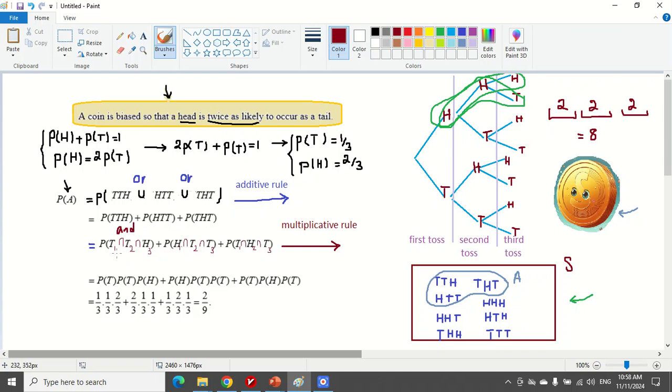For the remaining cases we have the same thing. And right now, when we have the intersection of some events, we should apply the multiplicative rule. Since these events are independent, we can write the probability of the intersection as a multiplication of them. At the end of the day, by calculating the value, we reach the value of 2 over 9. And as you can see, it's totally different from 3 over 8, where the coin is unbiased.